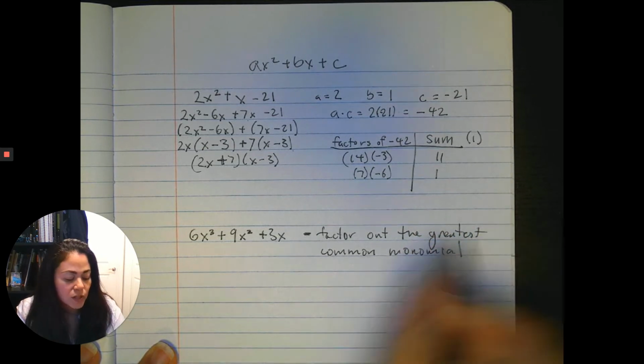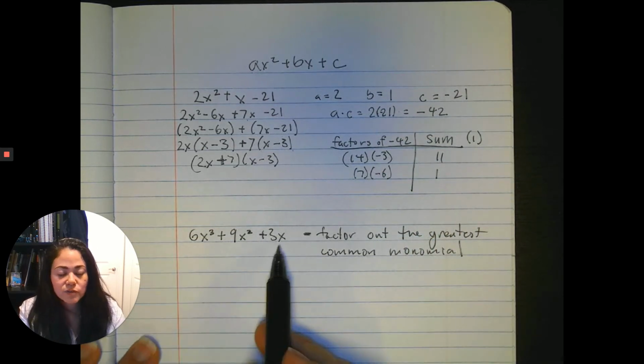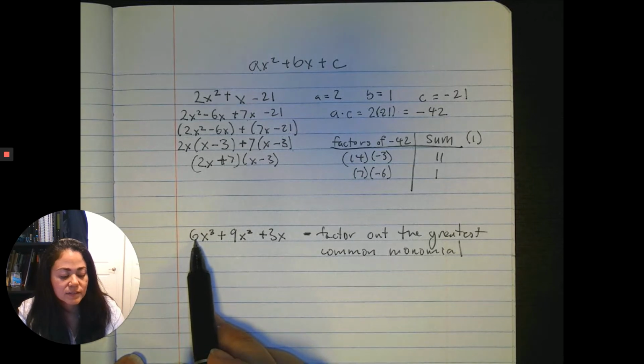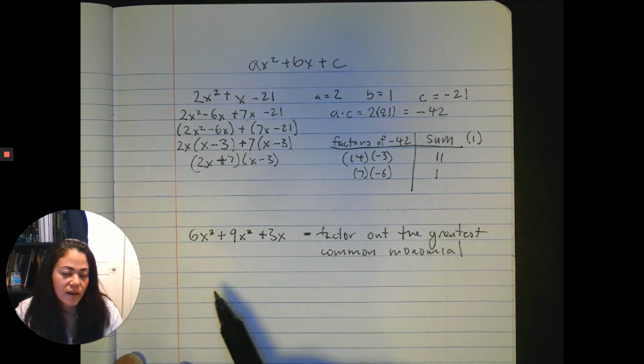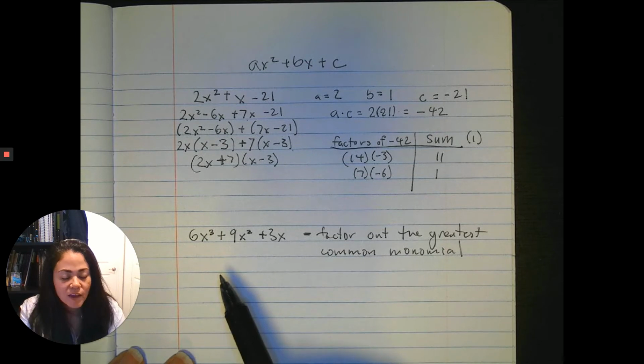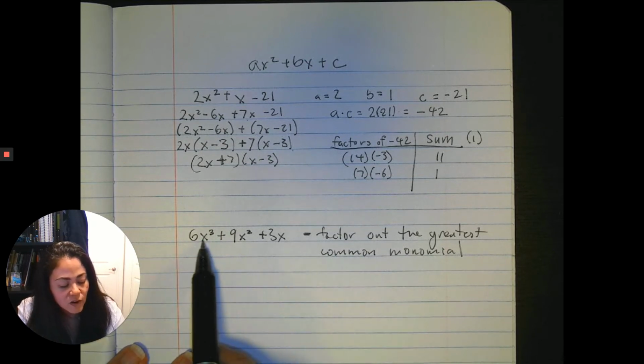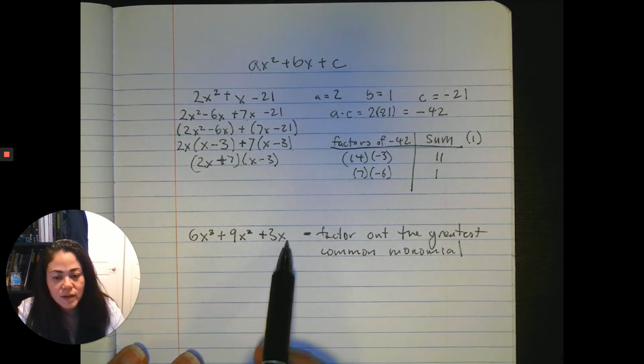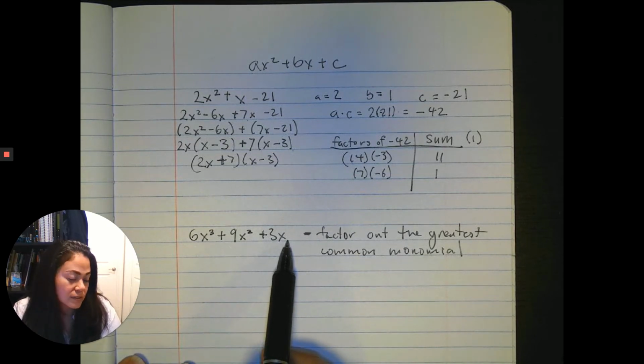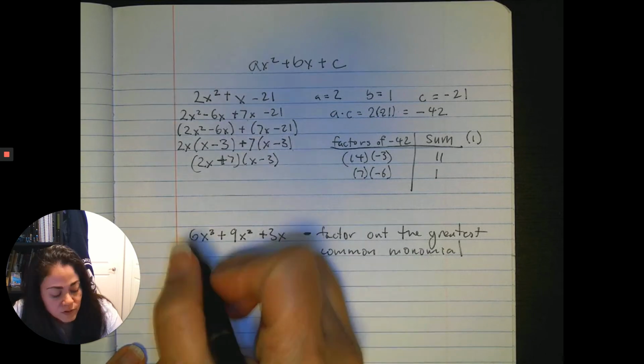So if I look at all three of these terms, first of all, you might notice that 6, 9, and 3 are all multiples of 3. I could factor out a 3. And then you might also notice that if all of them have at least one x in them, I could also factor out an x. So let's do that. We're going to factor out a 3 and an x.